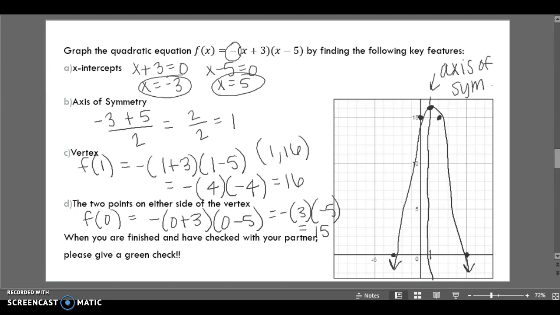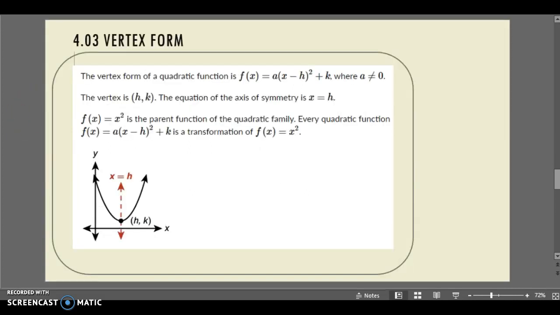Okay, so let's look at another form. So that's factored form. Let's look at vertex form. So vertex form of a quadratic is f of x equals a times x minus h squared plus k, where a does not equal 0. The vertex is h, k, so that's really, really important. The vertex is h, k. The axis of symmetry is x equals h, so these two numbers right here are basically what tell us everything about this graph.